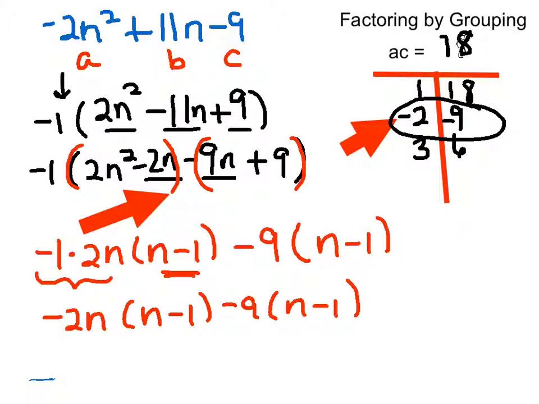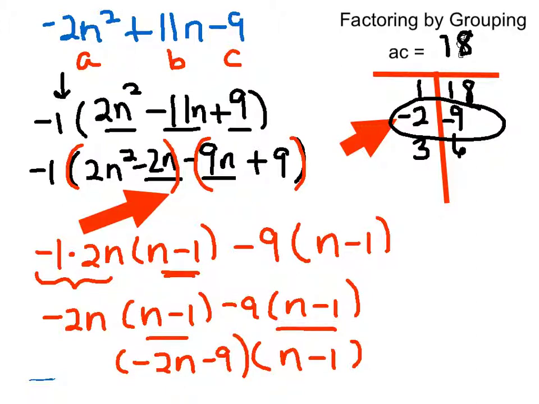The two parentheses that match up, this and this, stay on our problem. I'm going to put it over here, n minus 1. Then the outside pieces that aren't grouped together come together. So I'm going to put that negative 2n that's in the front and that minus 9 together in its own parentheses. And basically, there you have it. You're done. Okay? Right there is everything that you need.